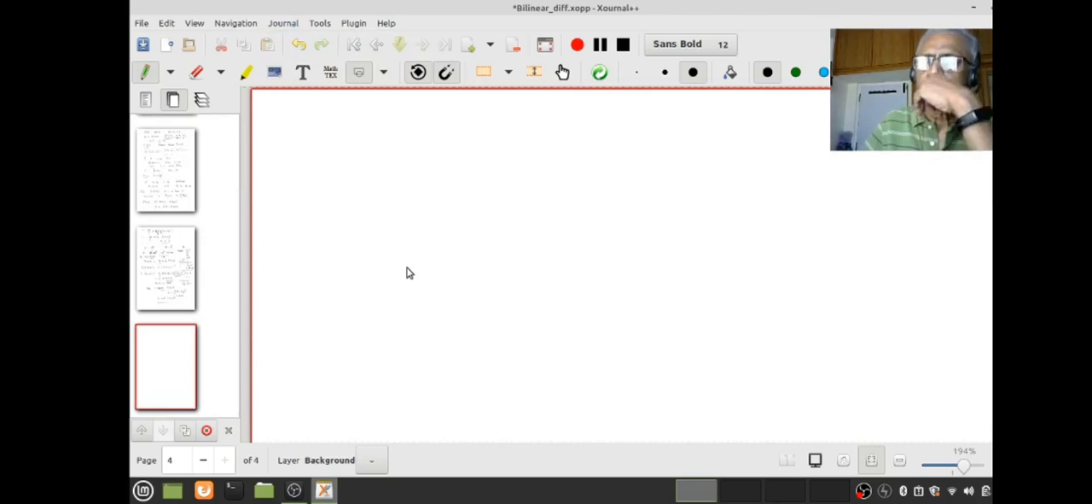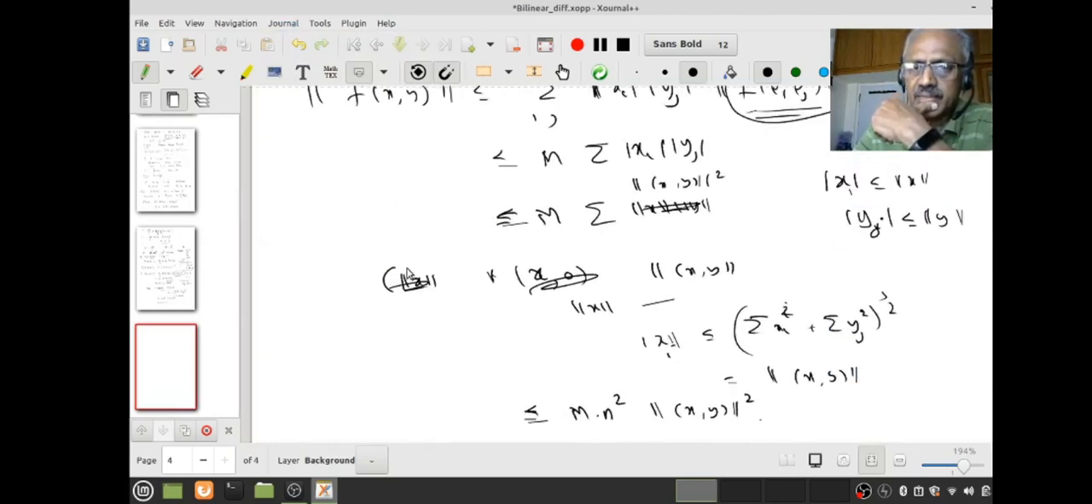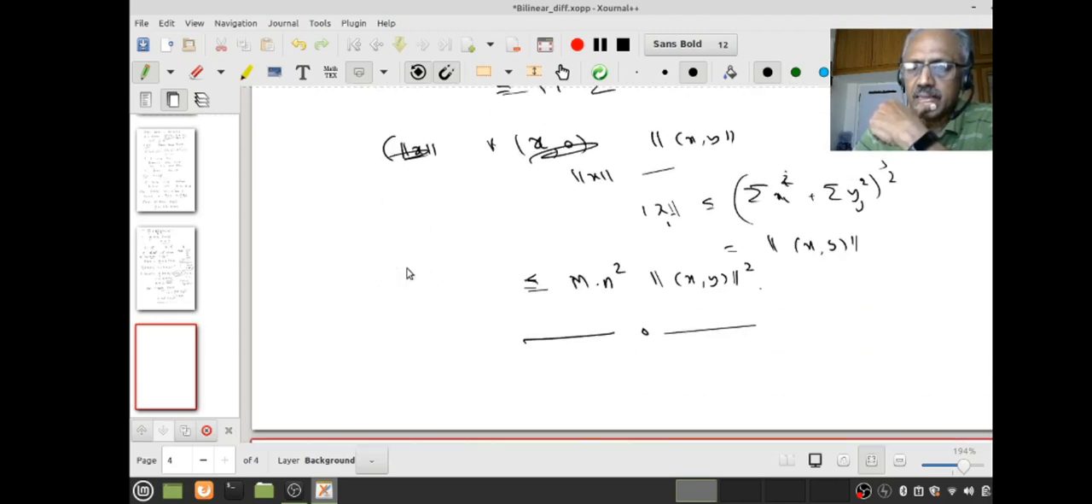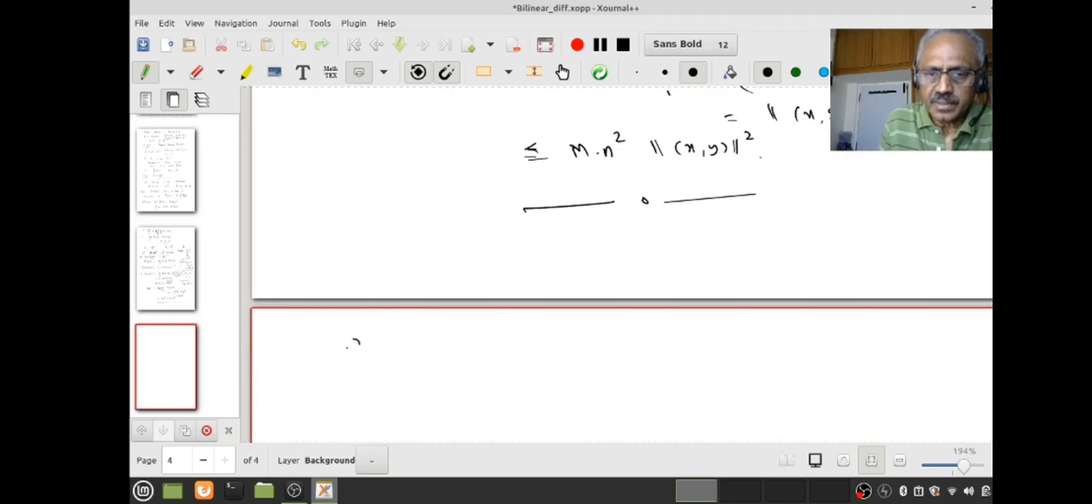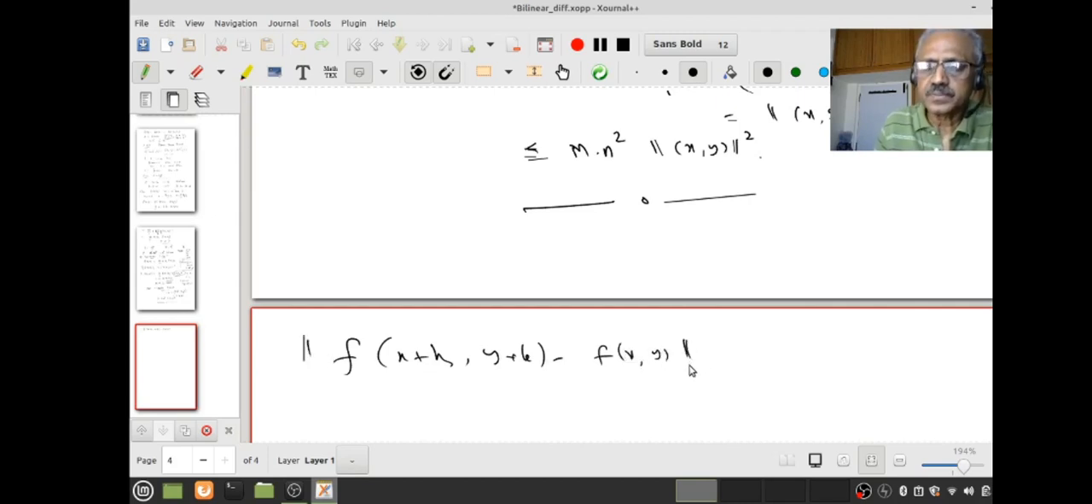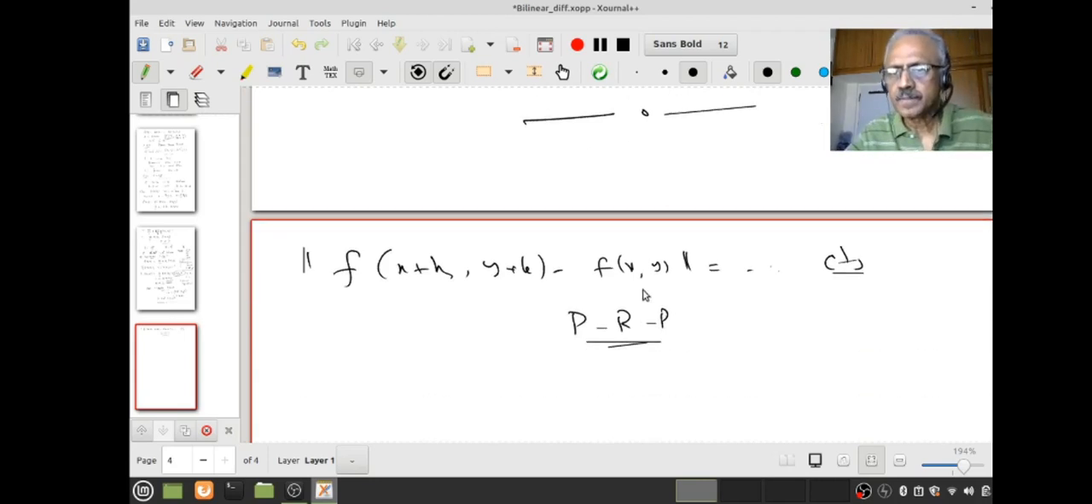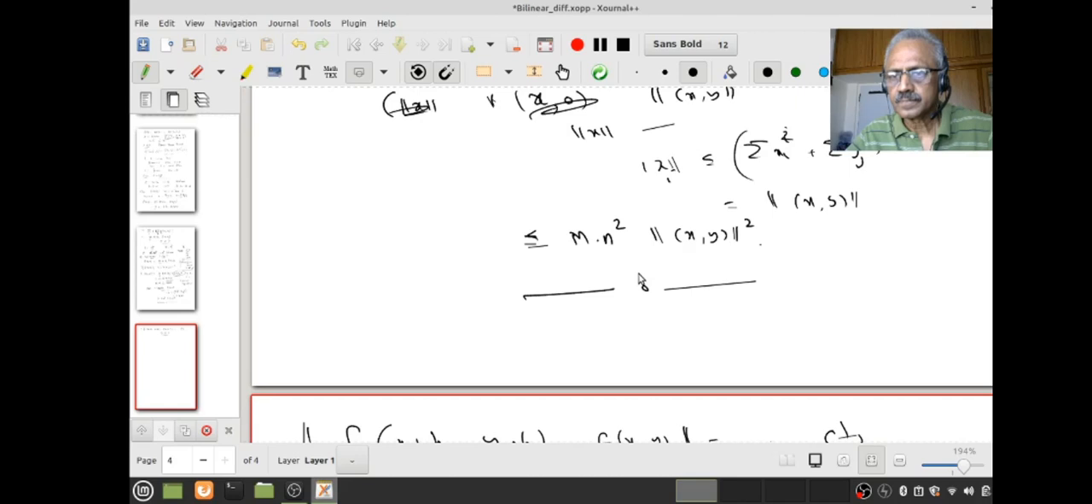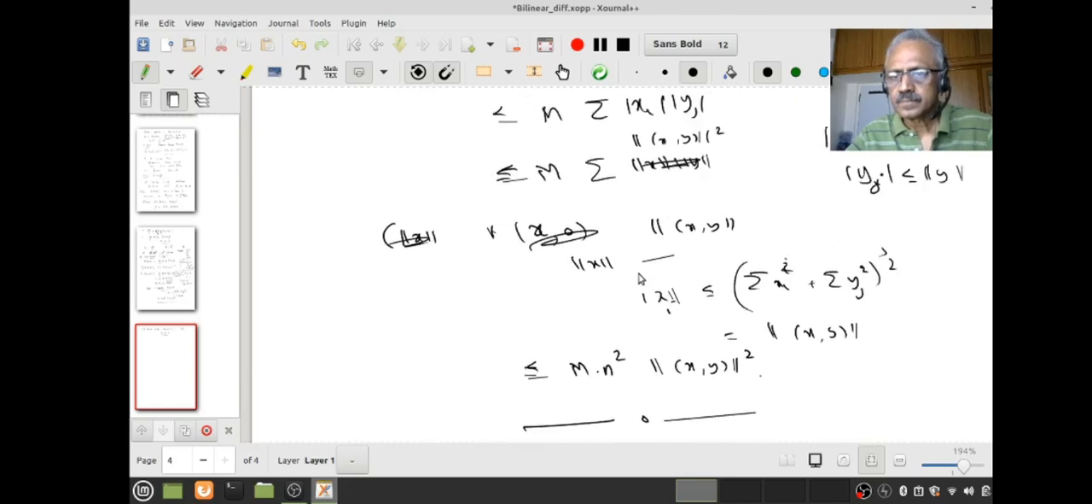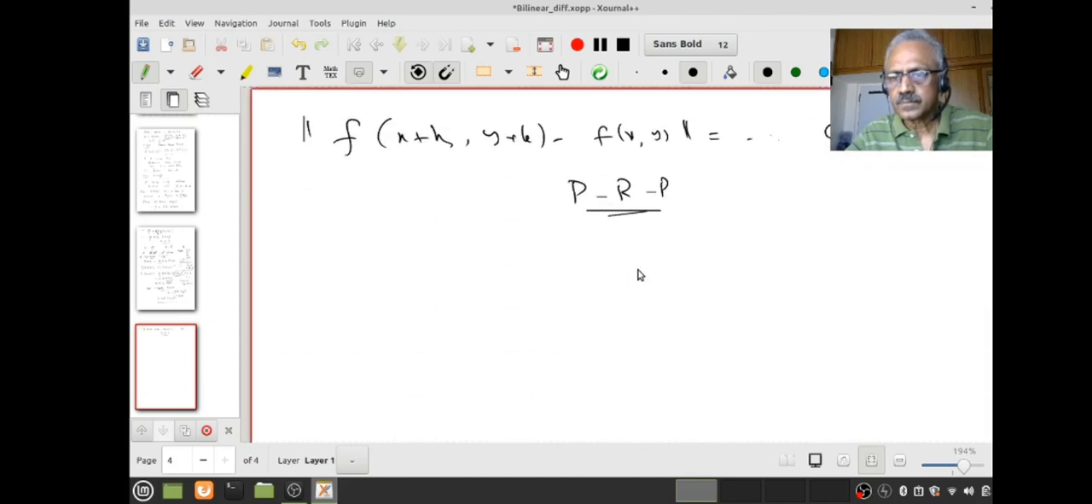Okay, so does this prove continuity? Yeah, because why does it prove continuity? Suppose I have f of (x plus h, y plus k) minus f of (x, y). I have to estimate this. Now I leave it to you to check. Using this kind of thing you can check continuity. So pause, review, proceed.